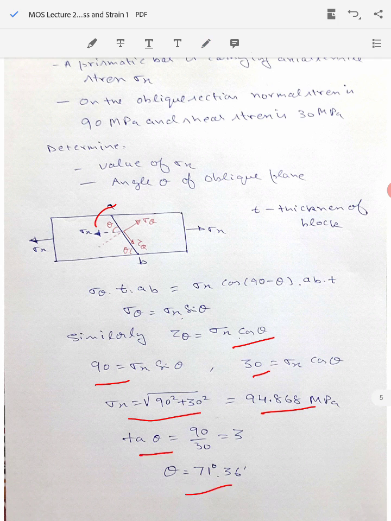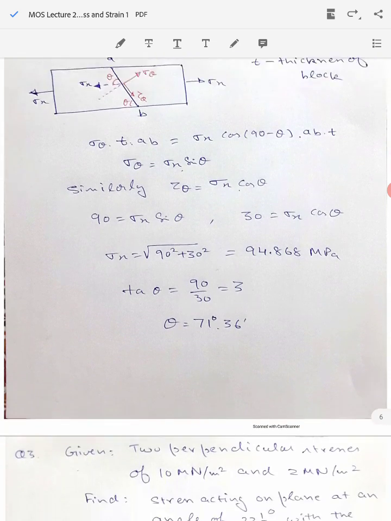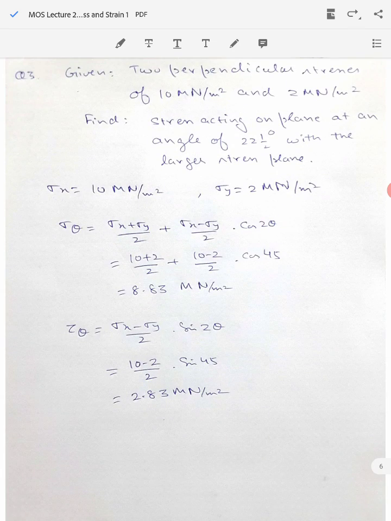In most of the questions that you will encounter here, you will need to resolve the forces in order to determine the value of either the stresses acting on the inclined planes or the load values acting on the inclined planes. Or you may be provided with the value of the stress or load on the inclined plane, and you need to find the value of the load acting on the actual component. You can always find them out by doing this resolution of the forces.